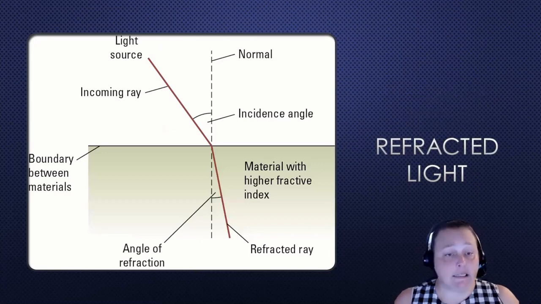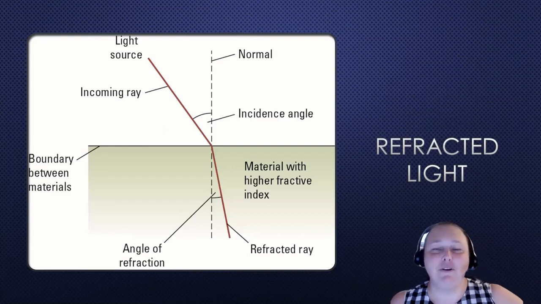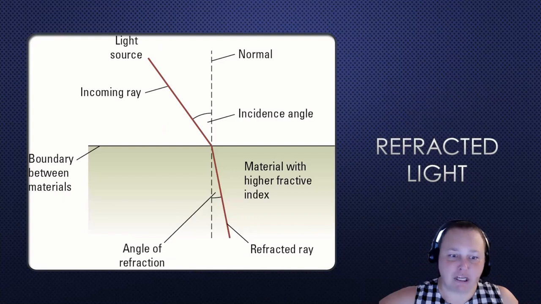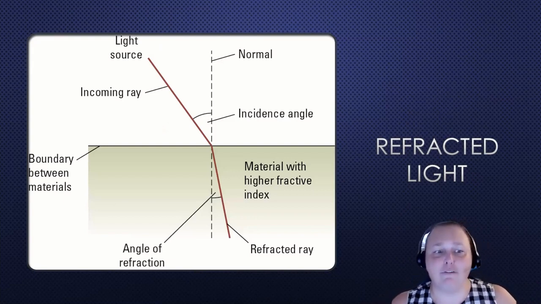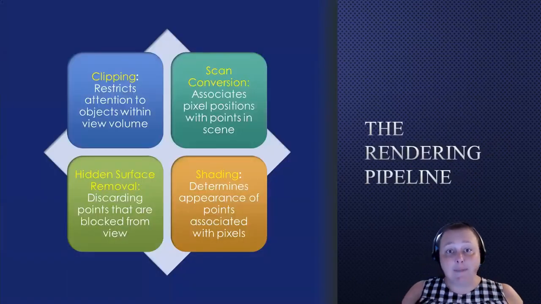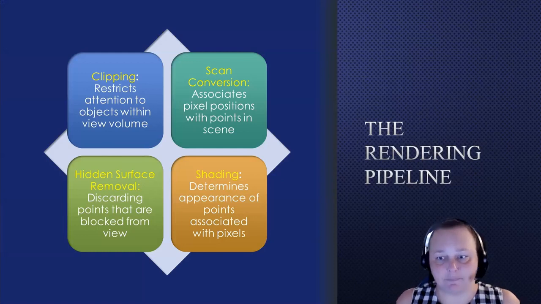Now, refracted light, on the other hand, you can see this is a very different picture than the reflected light, right? So you have a light source coming in, and some of it is absorbed by the shape. So here we've got the refracted ray going down and to the right. There's an angle of refraction, and the boundary into the materials is the blue part on the bottom. So based on where it's refracting, we can give it shading, and we can give it different aspects to give it that three-dimensional shape. Now, the rendering pipeline.